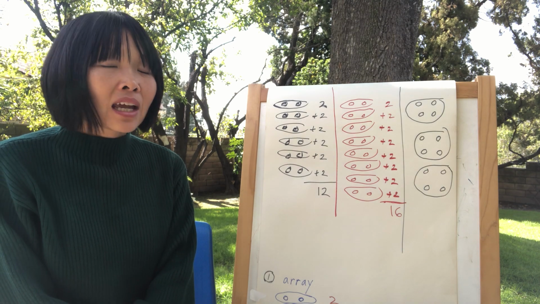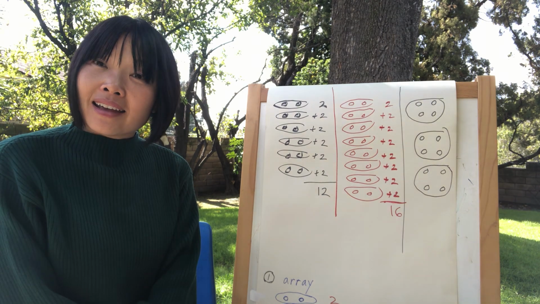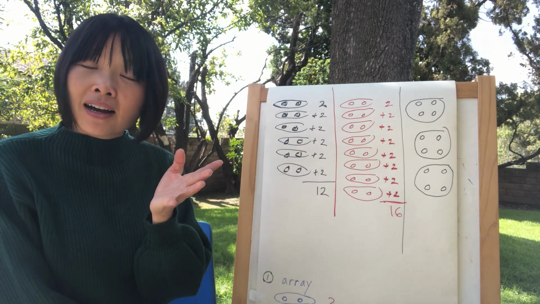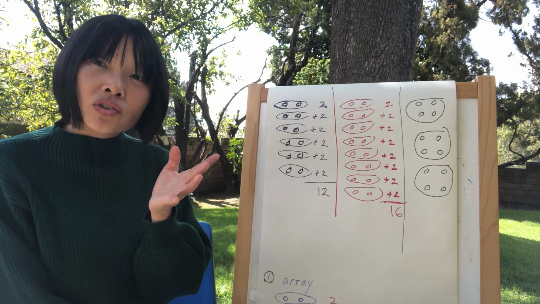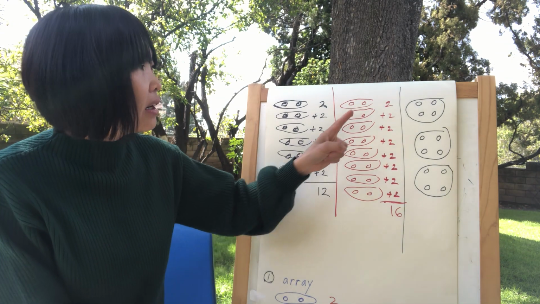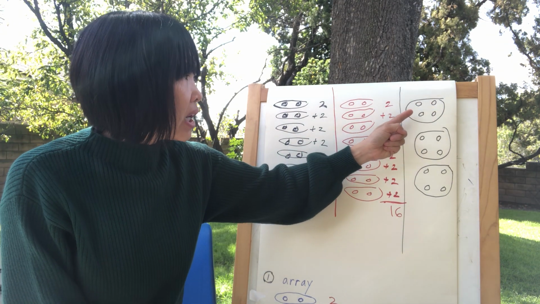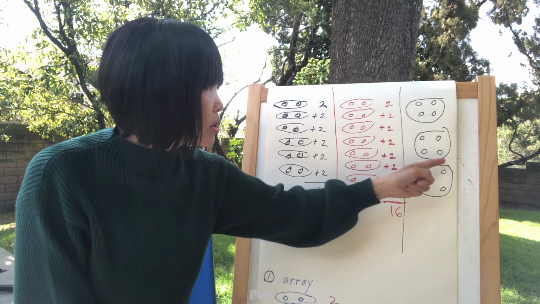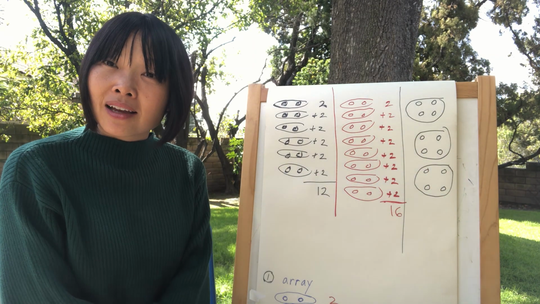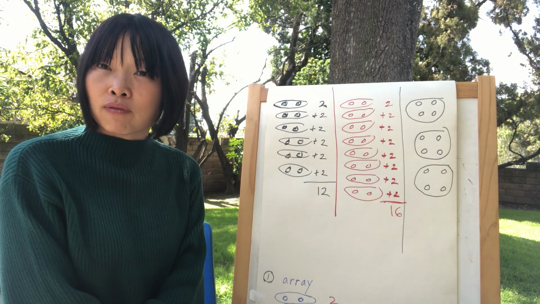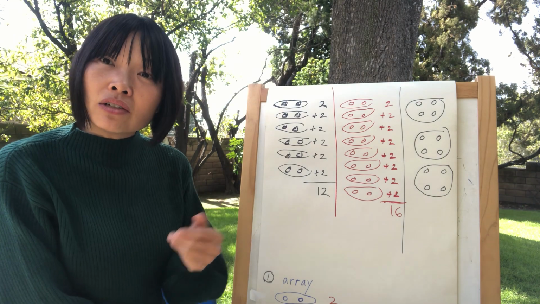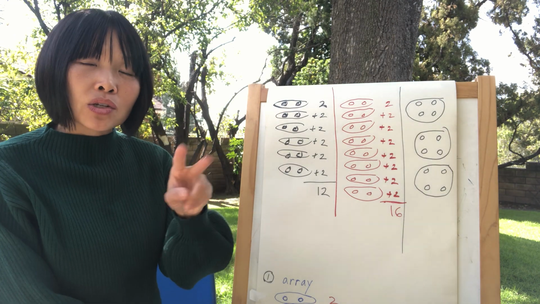Well, if you don't know how to skip count by 4s, can you still use skip counting? Well, I want you to look right here. I see 2 right here. I see another 2, 2, 2, 2, 2. You could skip count by 2s. Even though each group is of 4, you could still skip count by 2s. So let's do that.